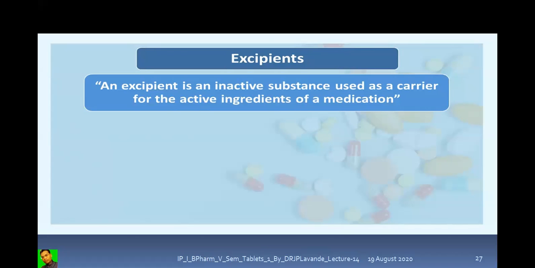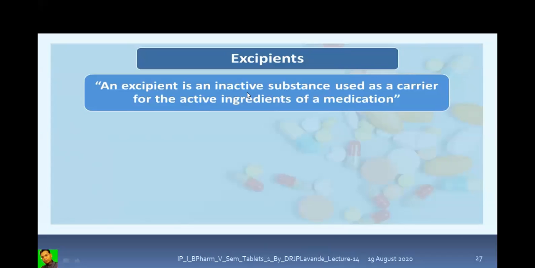So these are added in order to give bulk to the actual API formulation, or to give some specific properties, or to carry out some specific functions, right? So that is what the excipient is. An excipient is an inactive substance. Why is it called an inactive substance? Because excipients do not impart any kind of pharmacological effect. That is the job of the API, the active pharmaceutical ingredient.